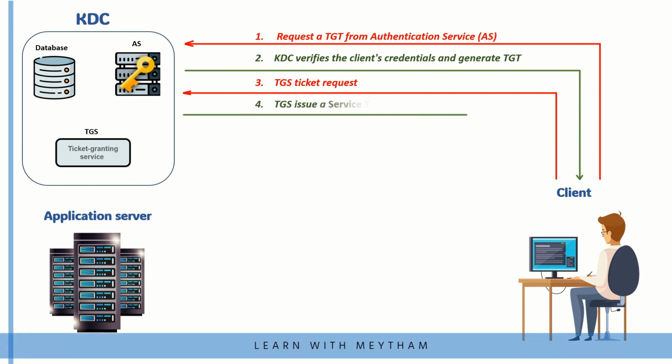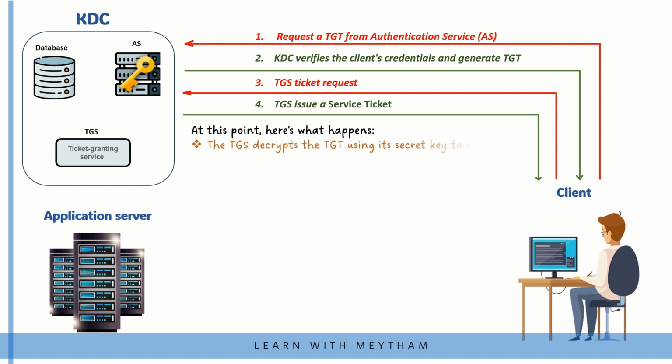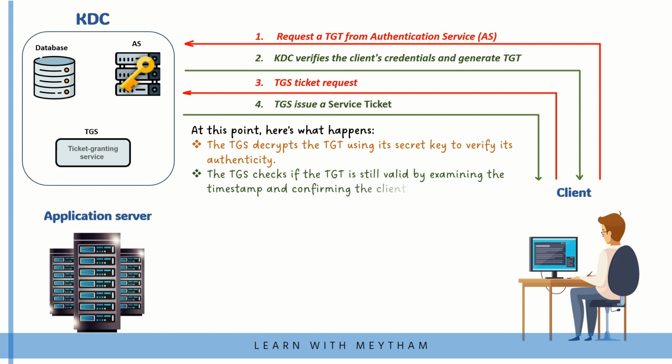We've now reached Step 4, where the KDC issues a service ticket for the client to utilize with the application server. In the upcoming steps, we'll explore how the client will employ this ticket. However, at this point, here's what happens. The TGS decrypts the TGT using its secret key to verify its authenticity. The TGS checks if the TGT is still valid by examining the timestamp and confirming the client's identity.